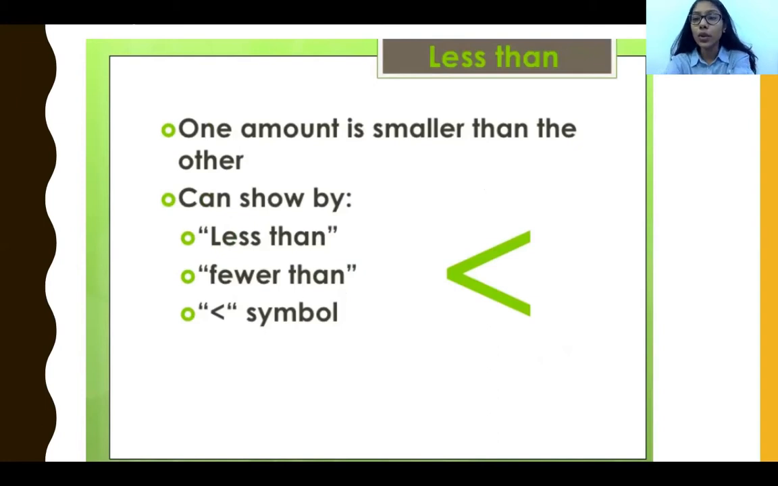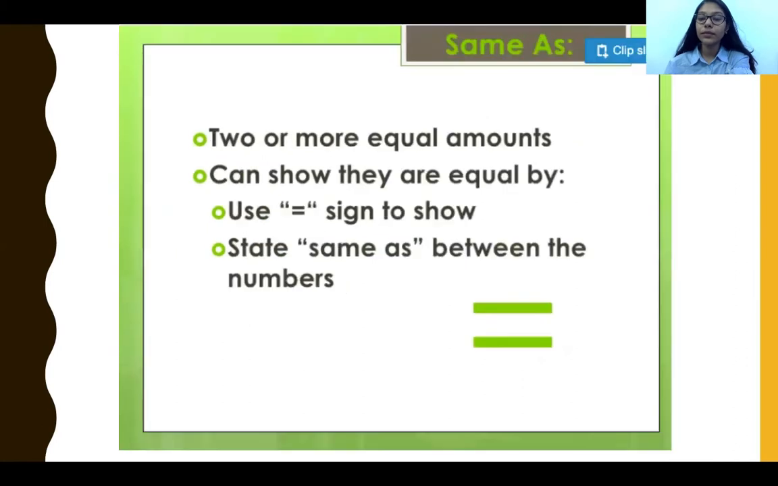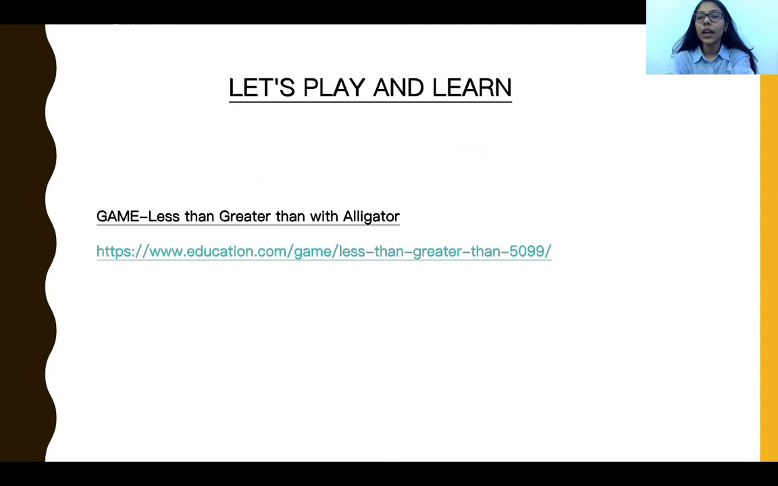Now, what do we do if two numbers are equal? We use the sign of equal to. If two numbers are same, we use the sign of equal to denote that they are same. Now that we have learned and revised the concept of tens and ones and comparing the numbers, let's play a game.